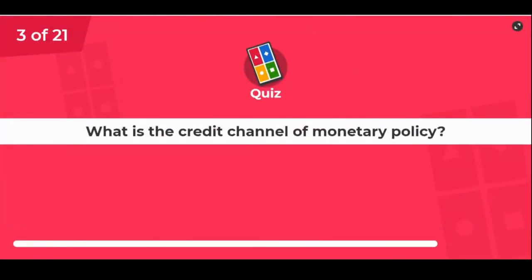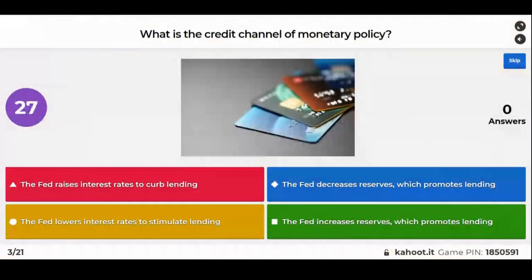What is the credit channel of monetary policy? Forgot to review this one. I guess you could think of this as being one of the wealth effects.